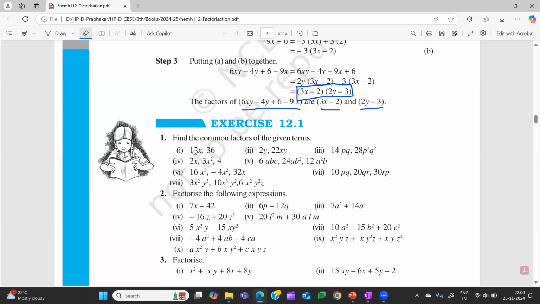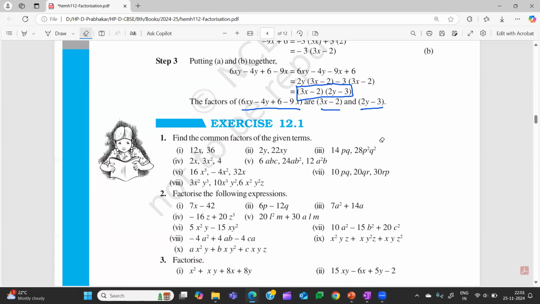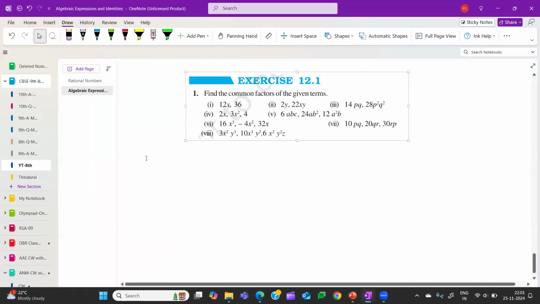First, out of Roman letters 1, 2, 3, we will see one question. I'll just take Roman letter 3: 14pq, 28p square q square. These are the two terms for which we are going to see how to find the common factors. In this Microsoft OneNote, I'm just going to give you the answer here.